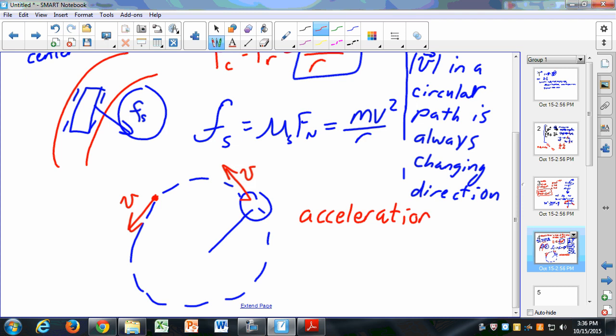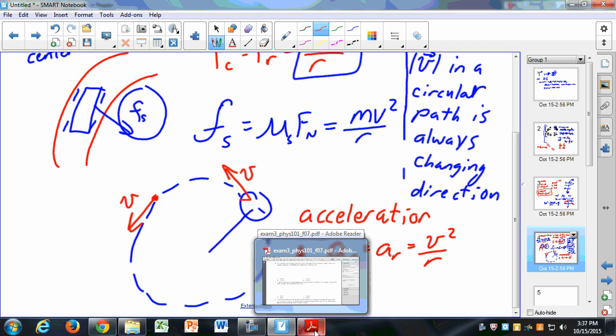That acceleration, we call it AC or AR, is equal to V squared over R. The magnitude of that acceleration is V squared over R. Okay, so those are the basic ideas behind centripetal acceleration. Let's work a problem. Any questions about this? We'll see this tomorrow in class.